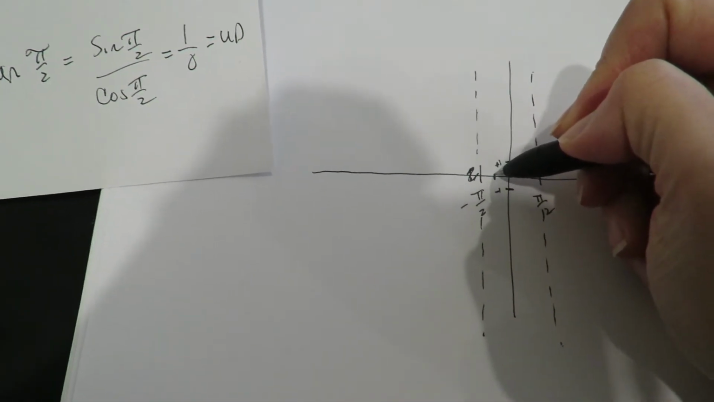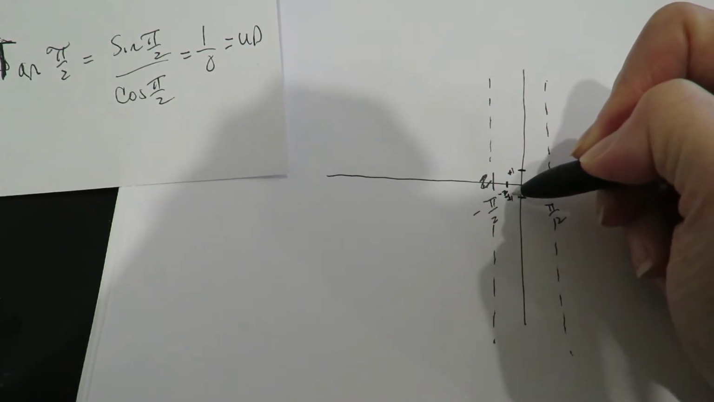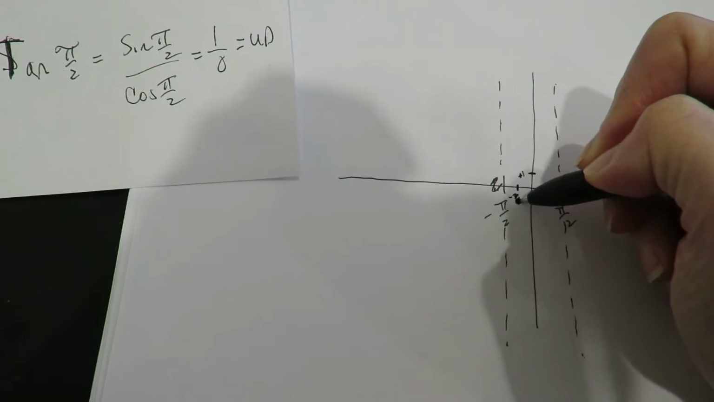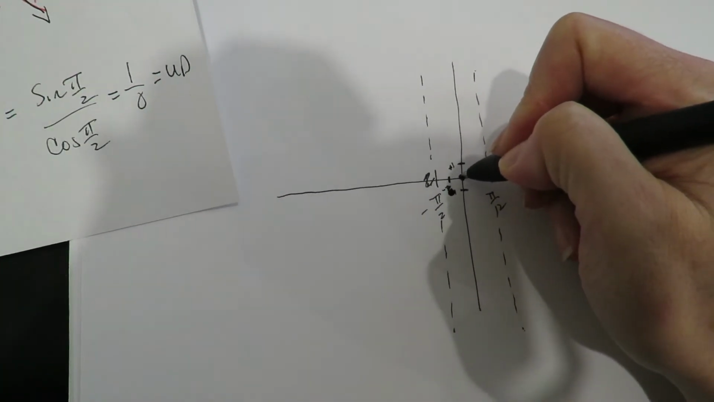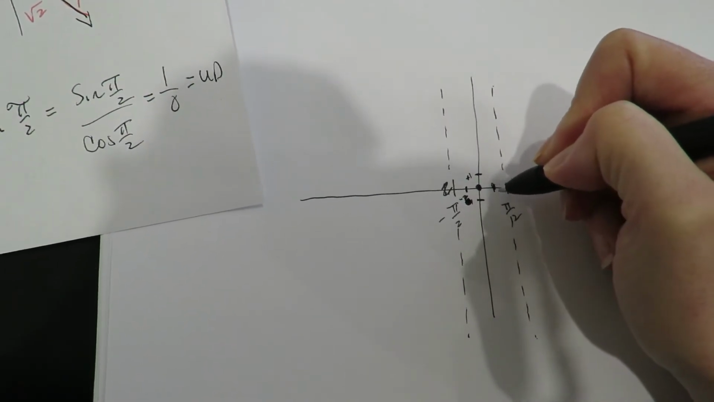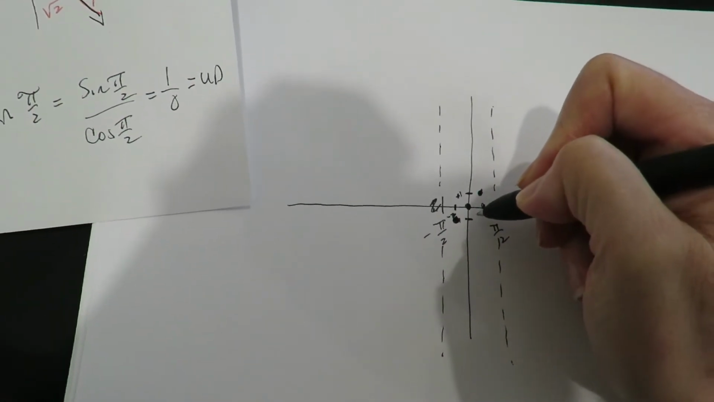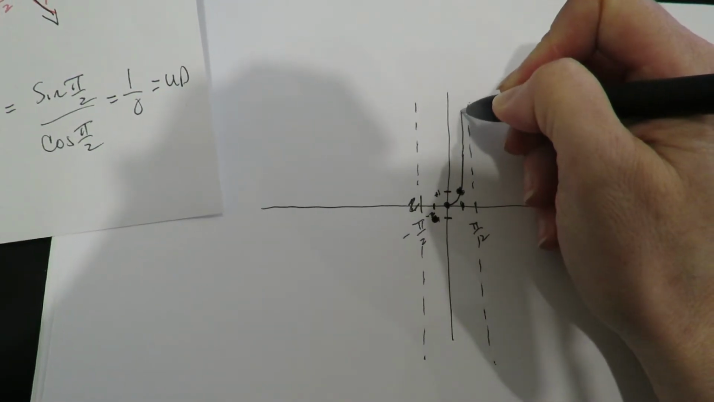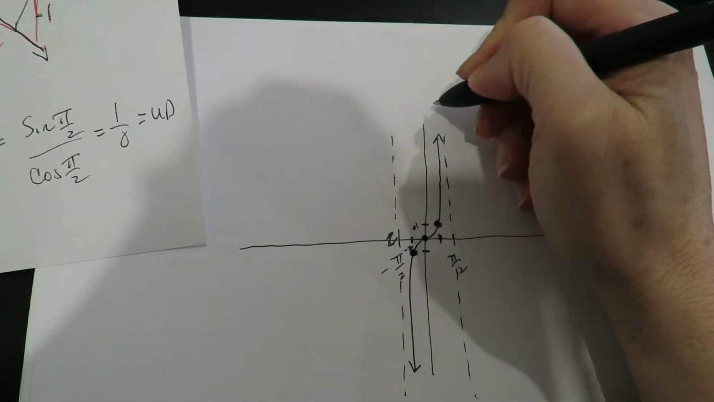Okay, π/4 is here. This is -1. So this is right here. At 0, we're at 0. And at π/4, which would be halfway here, we're going to be at 1. So what this shape looks like, it looks like this.